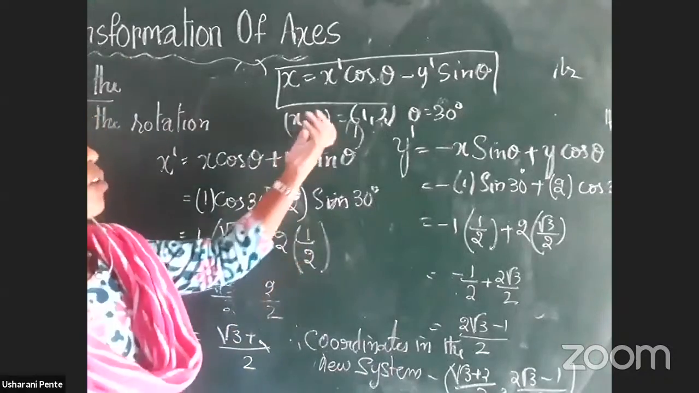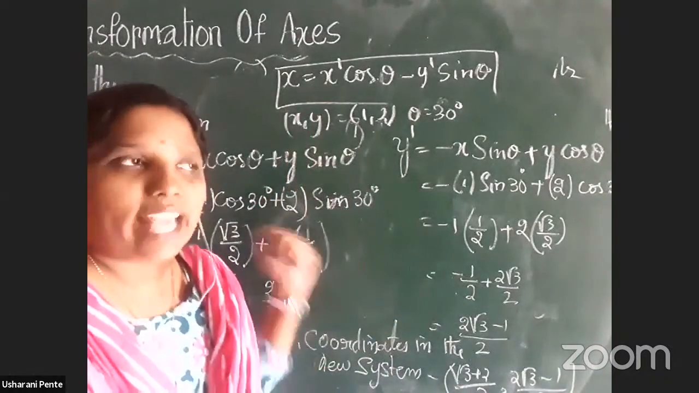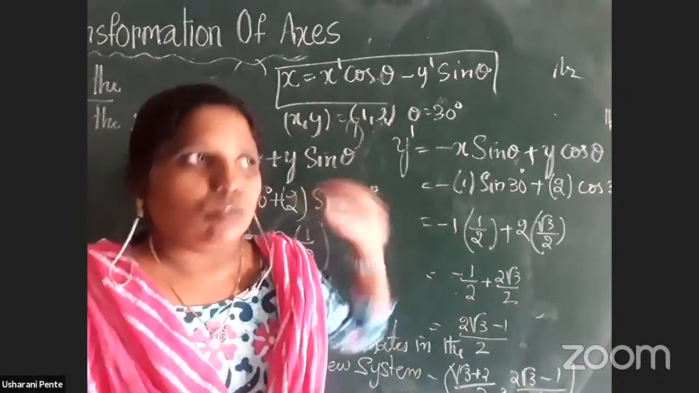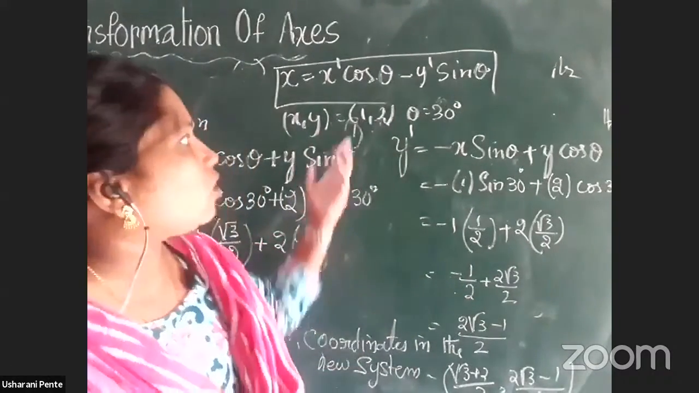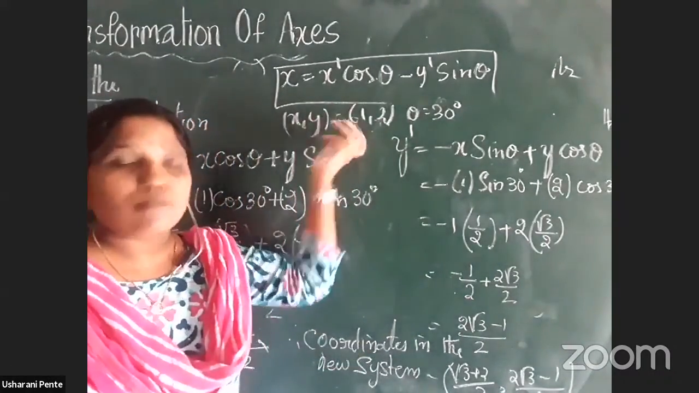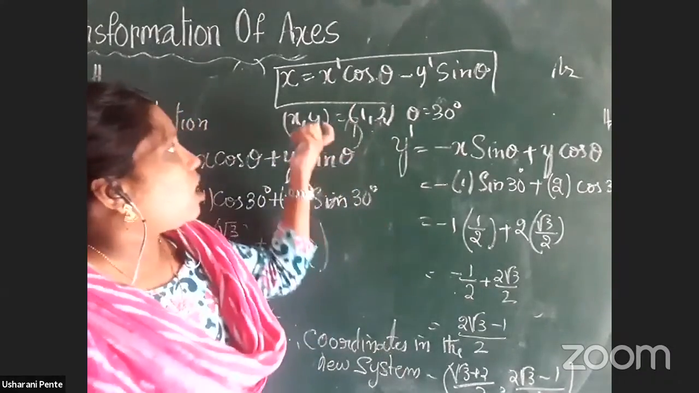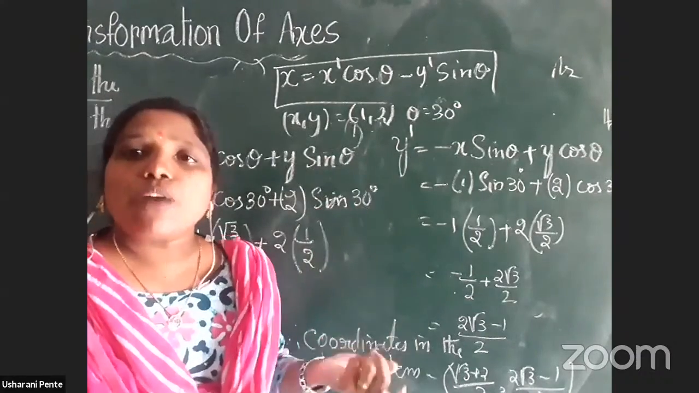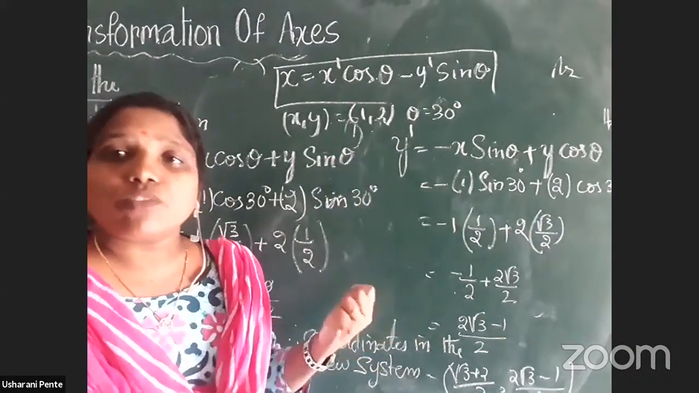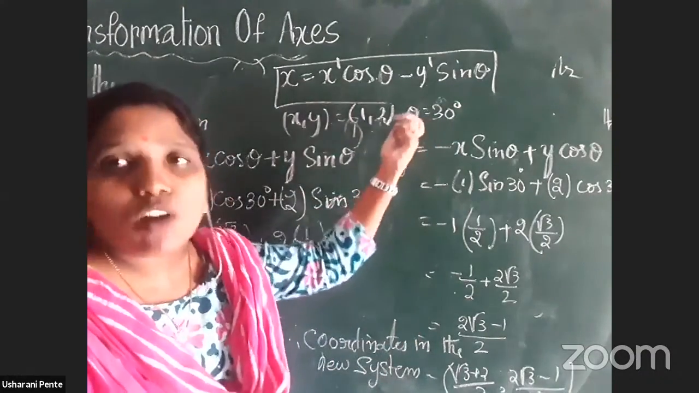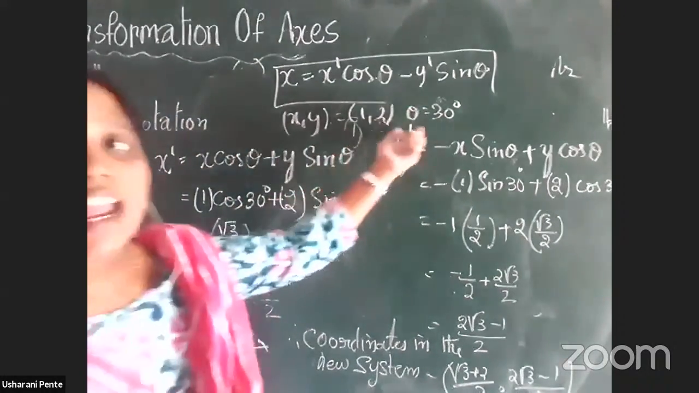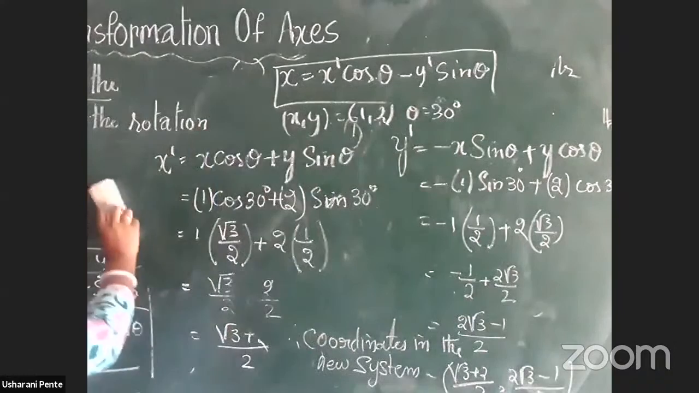That is when they give the coordinates of the original axis and the theta value. Now, how do we find the coordinates of the original system when they give the coordinates of the new axis and the value of theta?